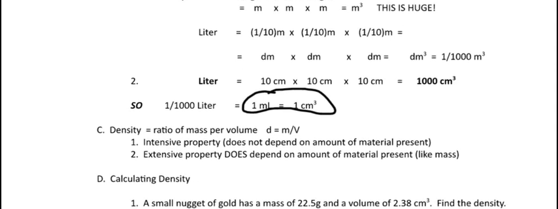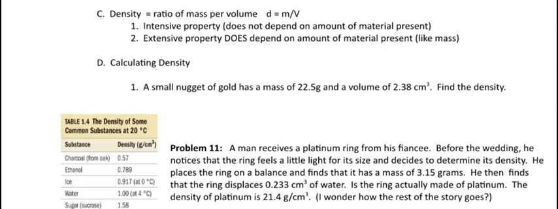So let's calculate this, okay? It says a small nugget of gold has a mass of 22.5 grams and a volume of 2.38 cubic centimeters. Find the density. All right, let's do that. I always suggest you write down your formulas, always.